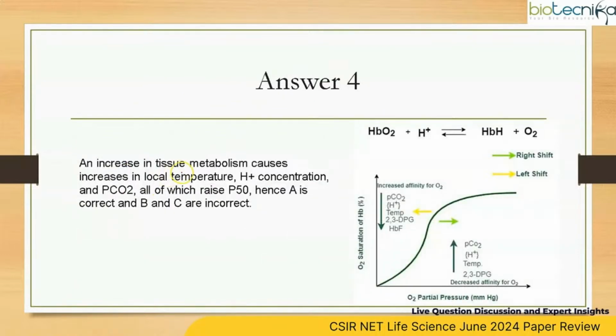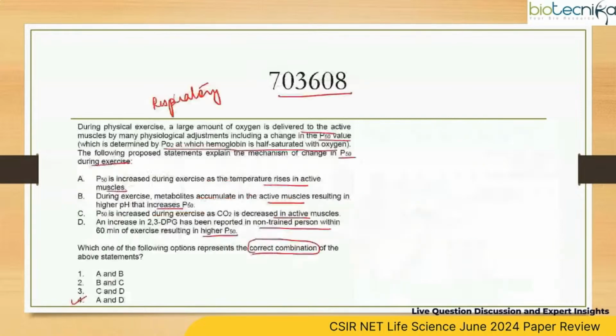Whenever there is an increase in tissue metabolism, that is when the person is exercising, there will be an increase in local temperature. The hydrogen ion levels will increase, so there will be acidic conditions. And the partial pressure of CO2 will also increase because the person is exercising, right? All of which will increase the P50 value. So when P50 is increasing, A is correct and B and C are incorrect statements over here. P50 is increased during exercise as the temperature rises, so this is correct.